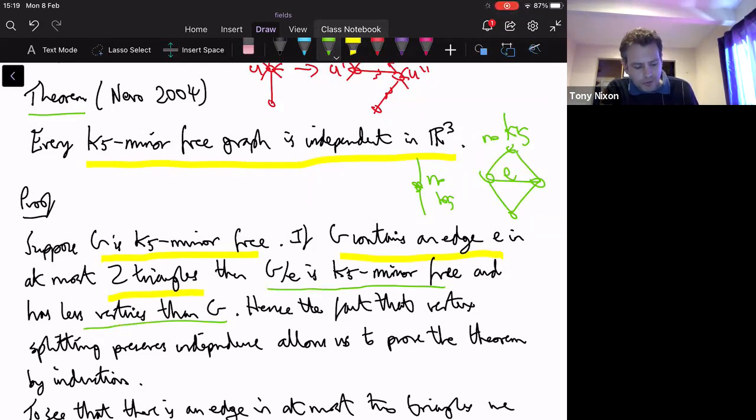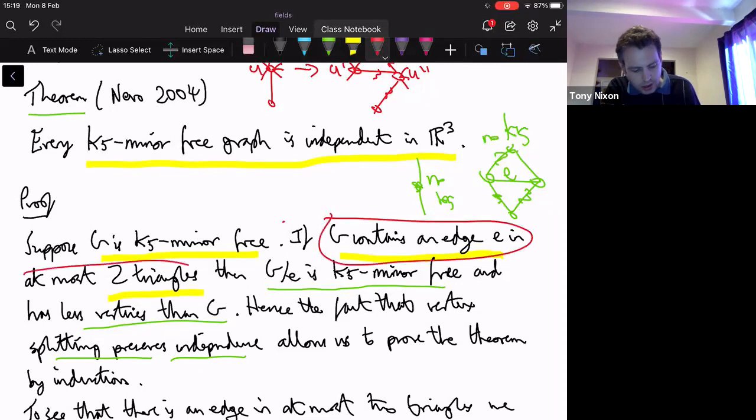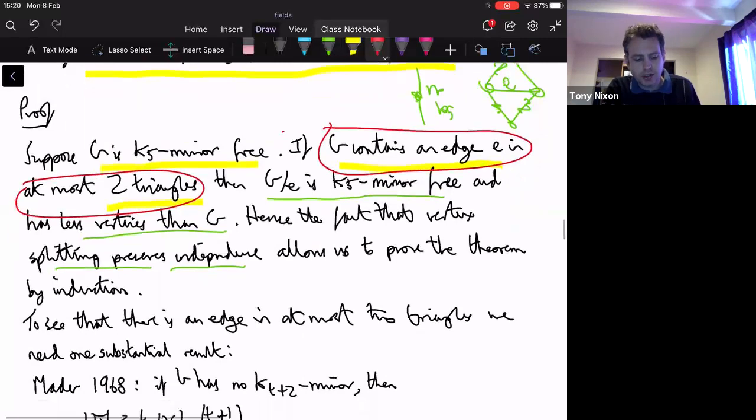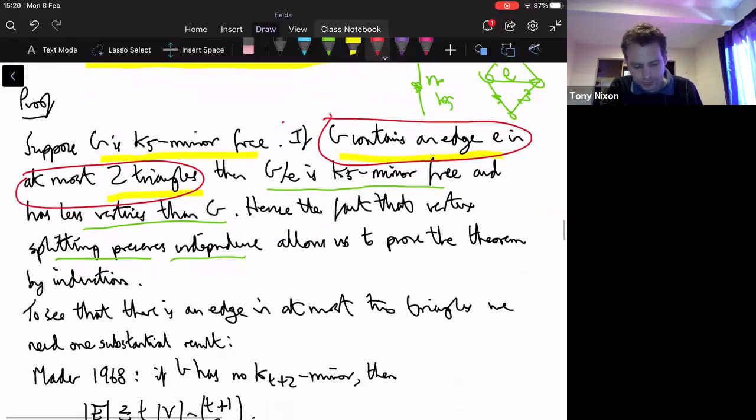The fact that vertex splitting preserves rigidity, and this version where we don't have some of these edges then preserves independence, means we'll be done by induction. So all we have to do to prove the theorem is show that G contains an edge e in at most 2 triangles. As soon as we've done that, we'll be done just by the properties of minors and the vertex splitting theorem. Okay, so how do we show that G contains an edge in at most 2 triangles?